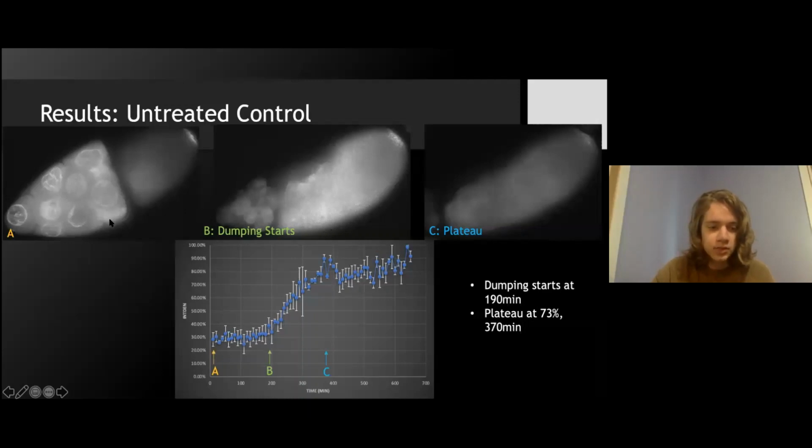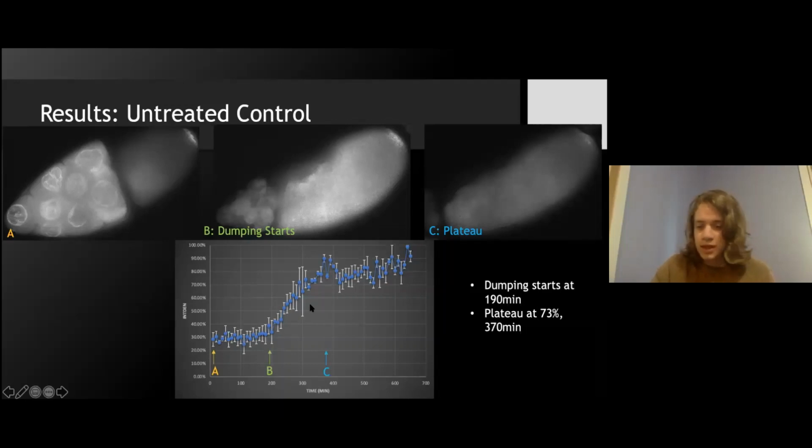So A is reflective of the beginning of the experiment. As you can see, this looks like a normal stage 10 Drosophila embryo. Around point B is when we can see dumping begin, and that's visibly reflected in the image itself, and then graphically in the steep increase in accumulation. And then the last part is the plateau. Once the nurse cells seem to be mostly or all gone there, the accumulation returns to just a gradual slope, and the image itself is visibly different.